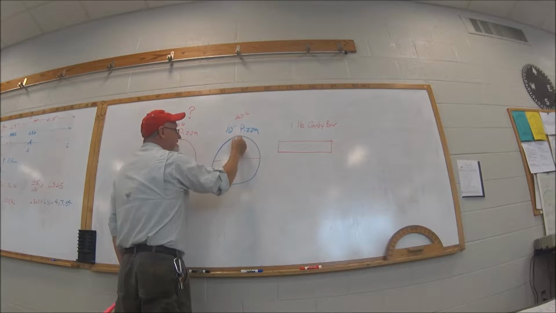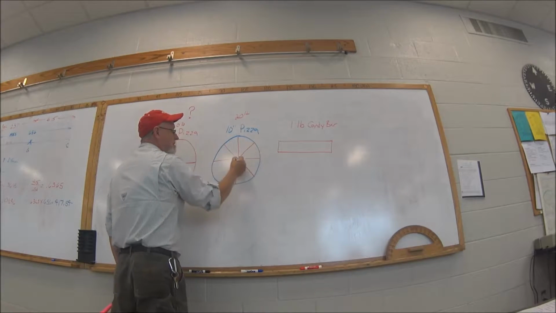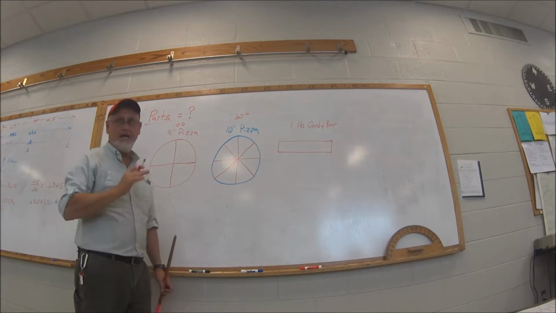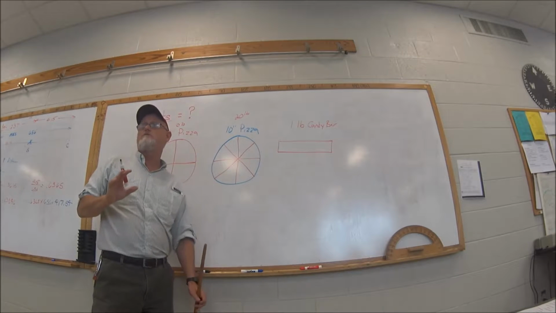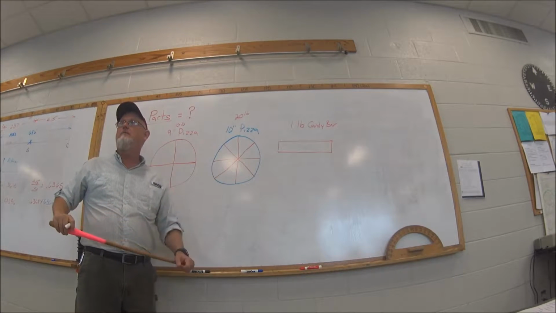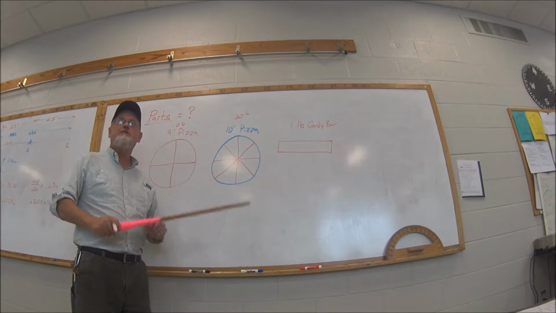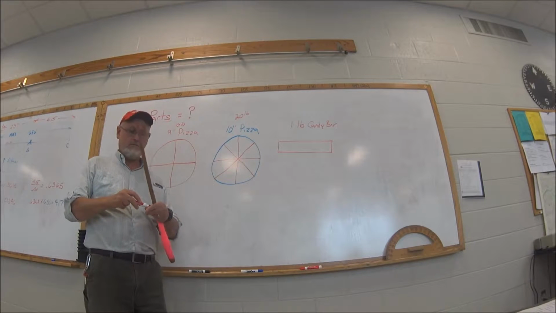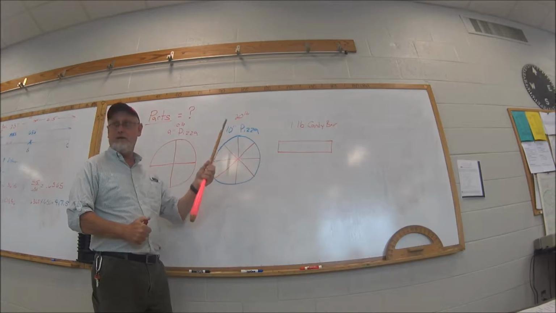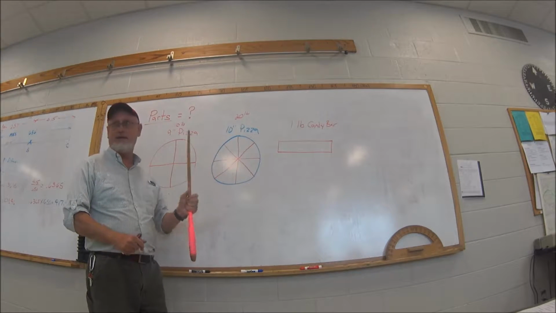Now what if I did it like this? We're going to say there are 8 equal parts. What does a part weigh? 2.5. How did you get that answer? 20 divided by 8. 20 divided by 1, 2, 3, 4, 5, 6, 7, 8.